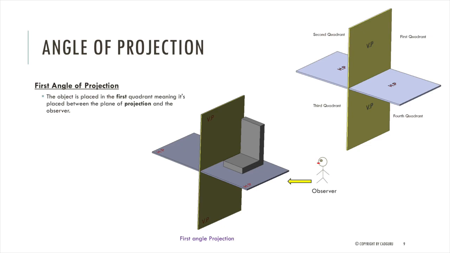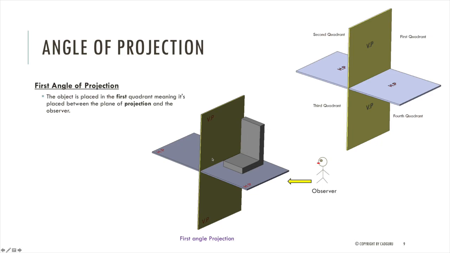The object is placed in the first quadrant, meaning it's placed between the plane of projection and the observer. So as you can see in the picture, we placed a 3D object in first quadrant and the 3D object is placed in between the plane of projection and the observer. Let's move on to the next slide.